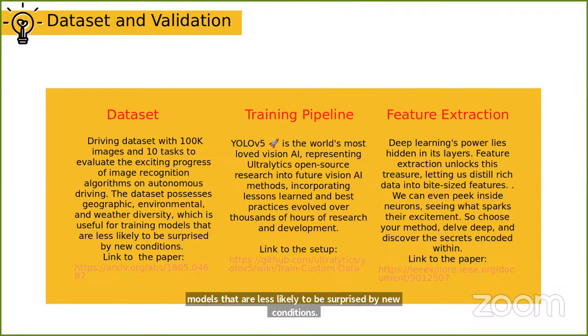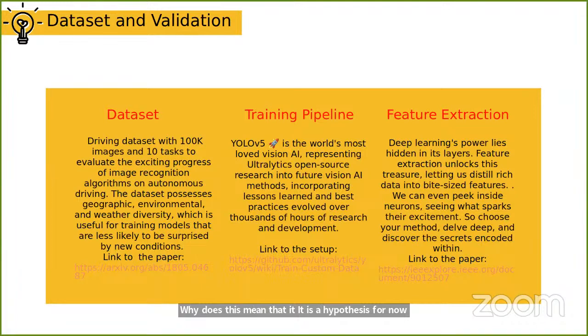What does this mean? It is a hypothesis for now that the 100K dataset that we will be training our model on will have all the possibilities of a vehicle or pedestrian or any objects that lie on the road. So we use YOLO V5 as our model, but it's a custom trained YOLO V5 model that we trained on 100K images. And you can find the link in this PPT to the training pipeline as well as the dataset paper. And for feature extraction, we did our own feature extraction.